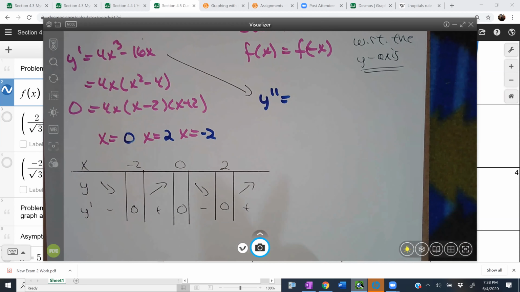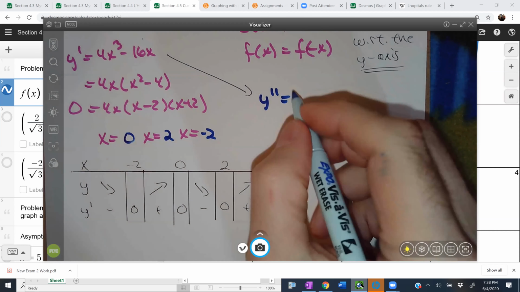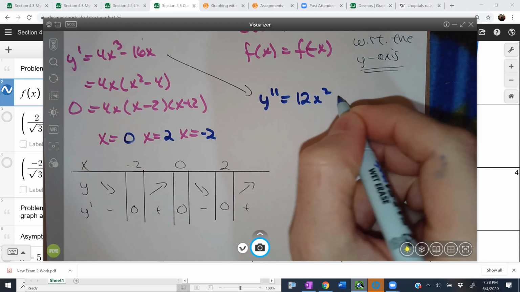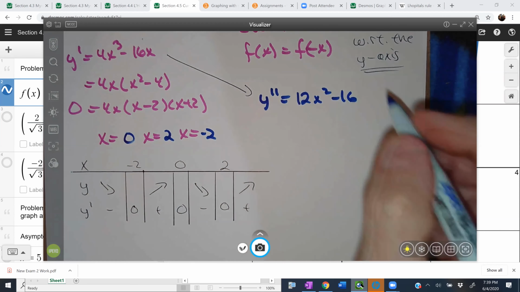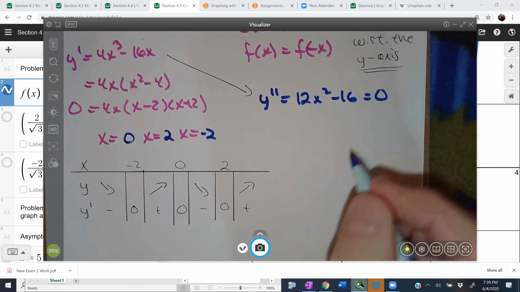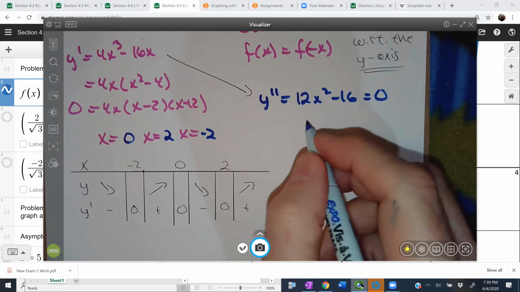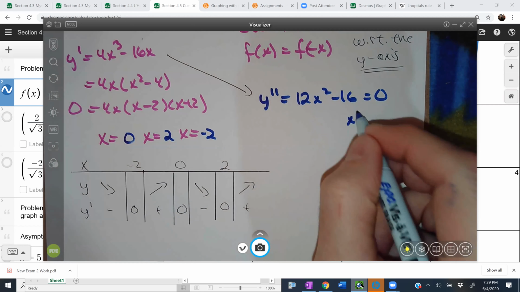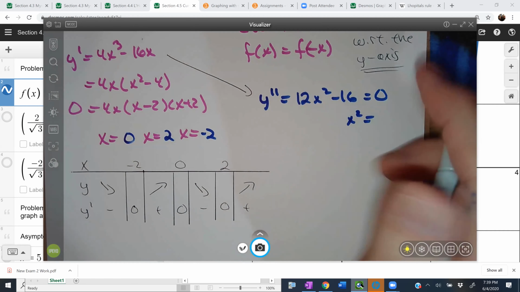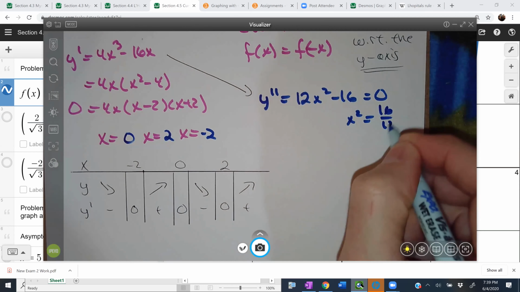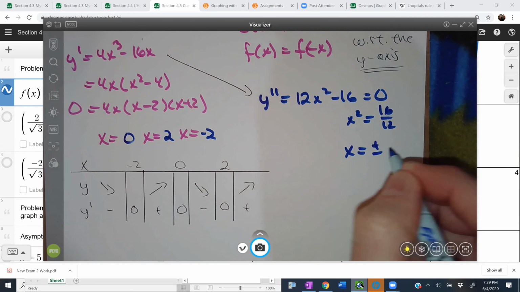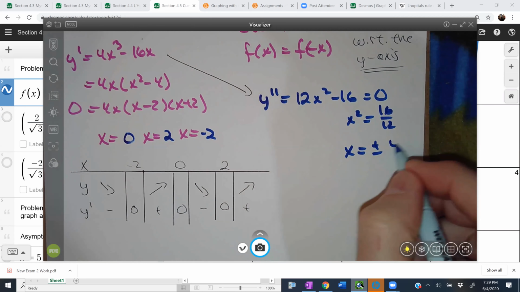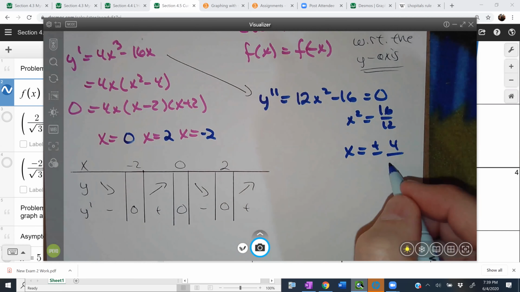No one? 12x minus 16. Thank you. 12x squared minus 16. And kind of like the last one, I want to know where that's 0. So if I solve, I'll get x squared equals 16 divided by 12. And take the square root on both sides, x equals plus or minus. Square root of 16 is 4. Square root of 12, that'd be 2 square roots of 3.